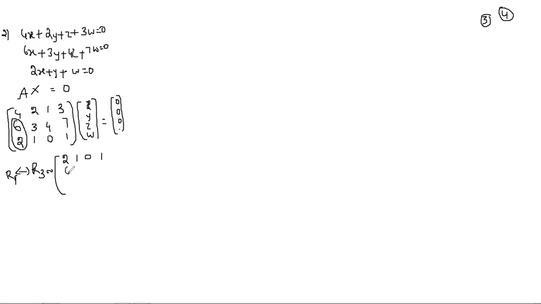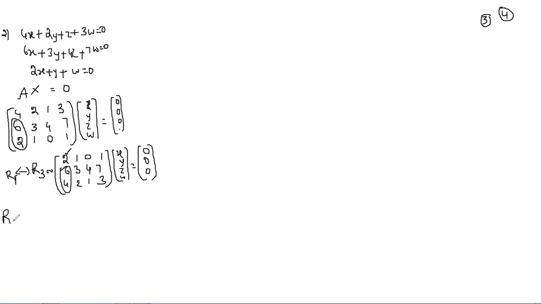And here, having R2, we are not doing any changes, as 6, 3, 4, 7. And next this is 4, 2, 1, 3. So this is X, Y, Z, W equal to 0, 0, 0. This is just an interchange. Now I need to make these two elements zeros with the help of R1.